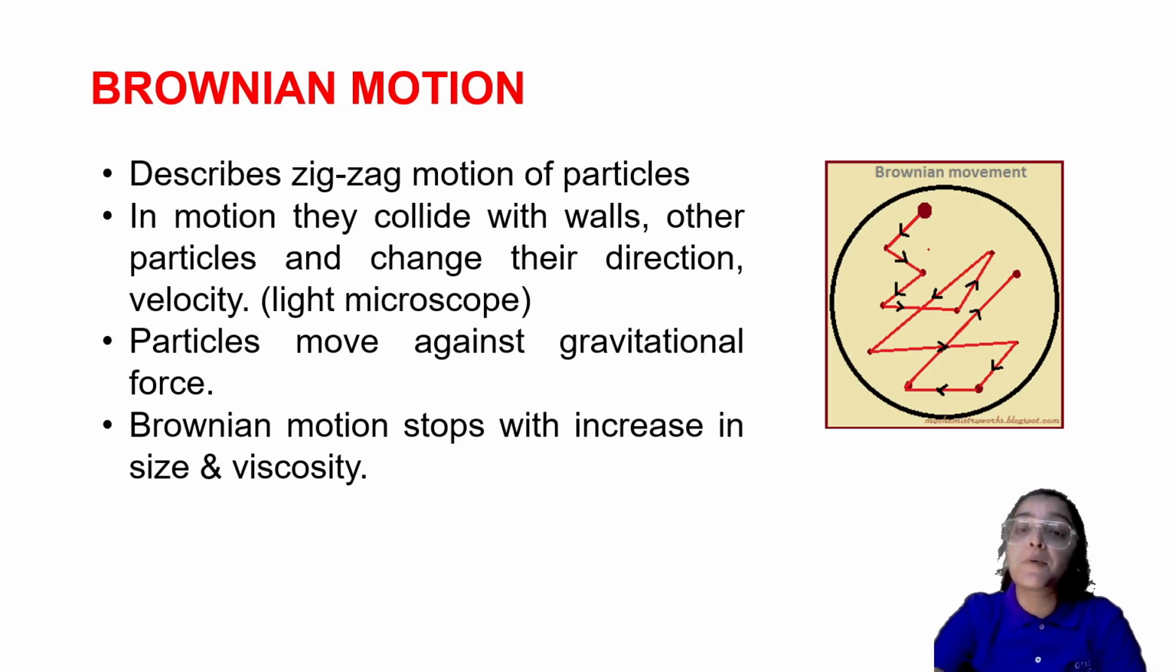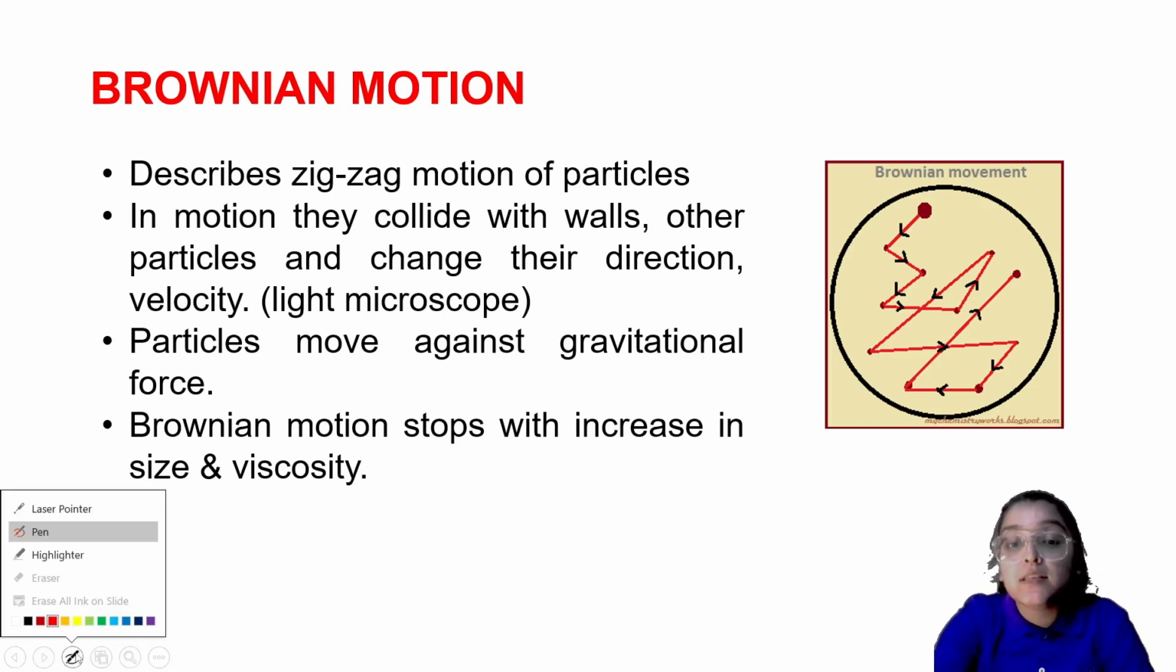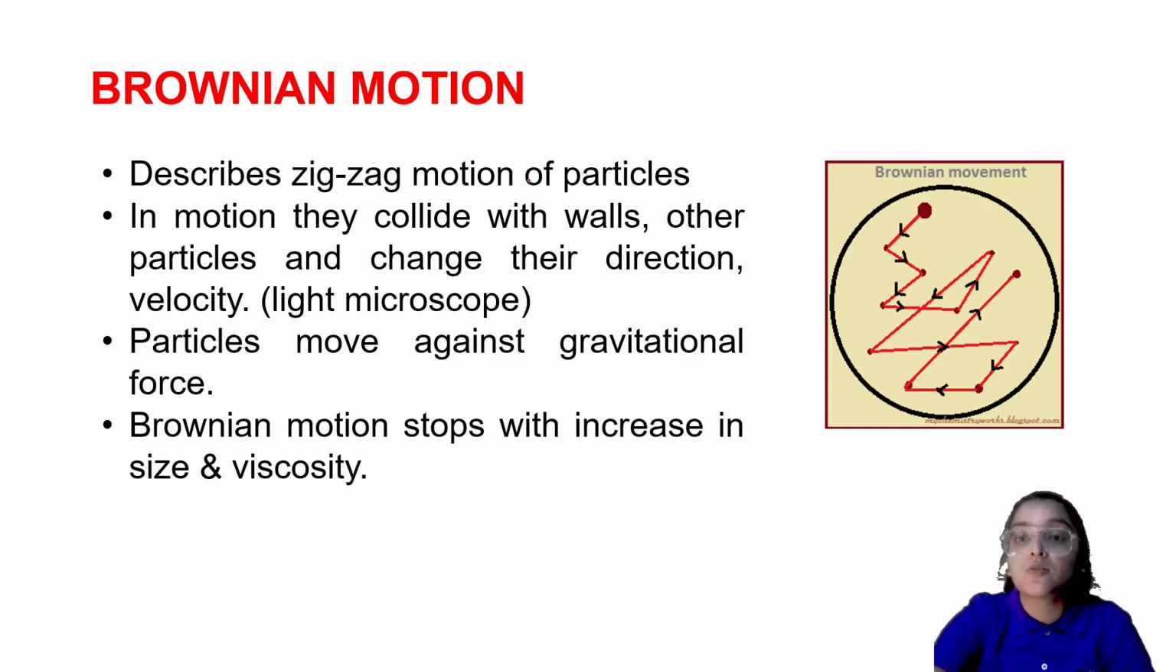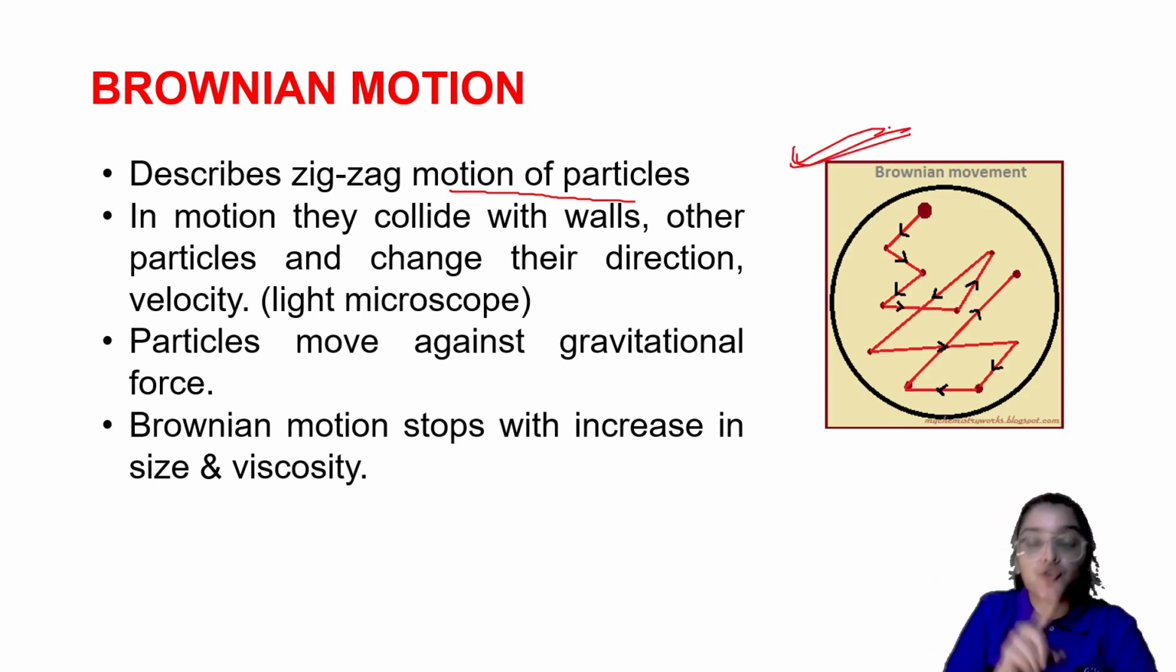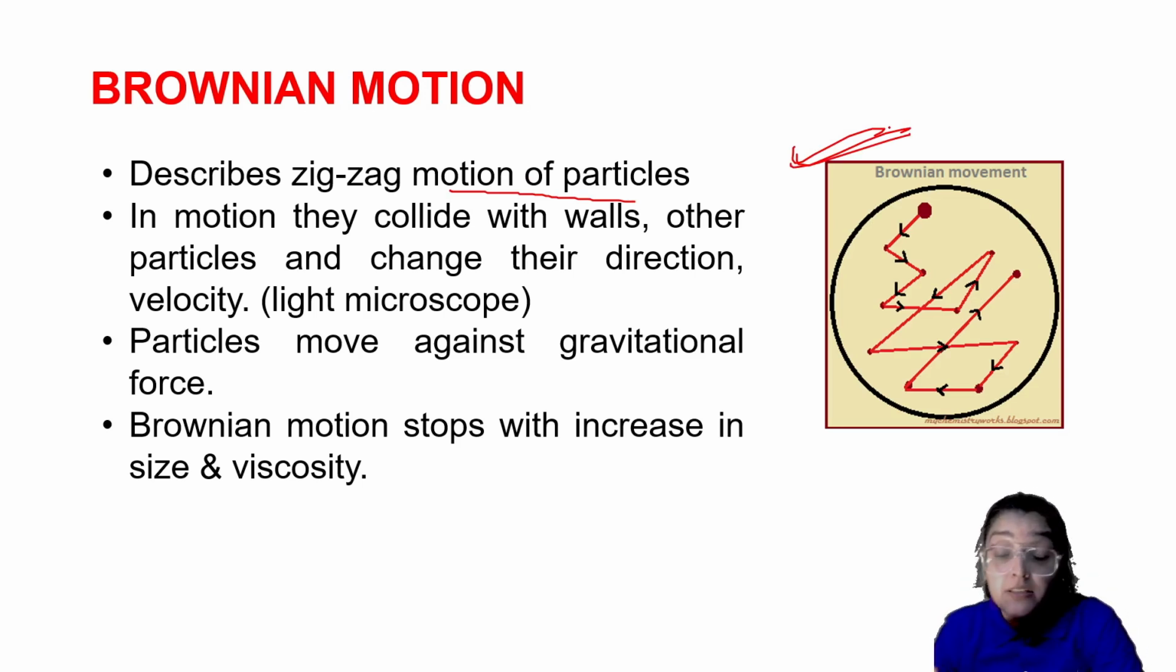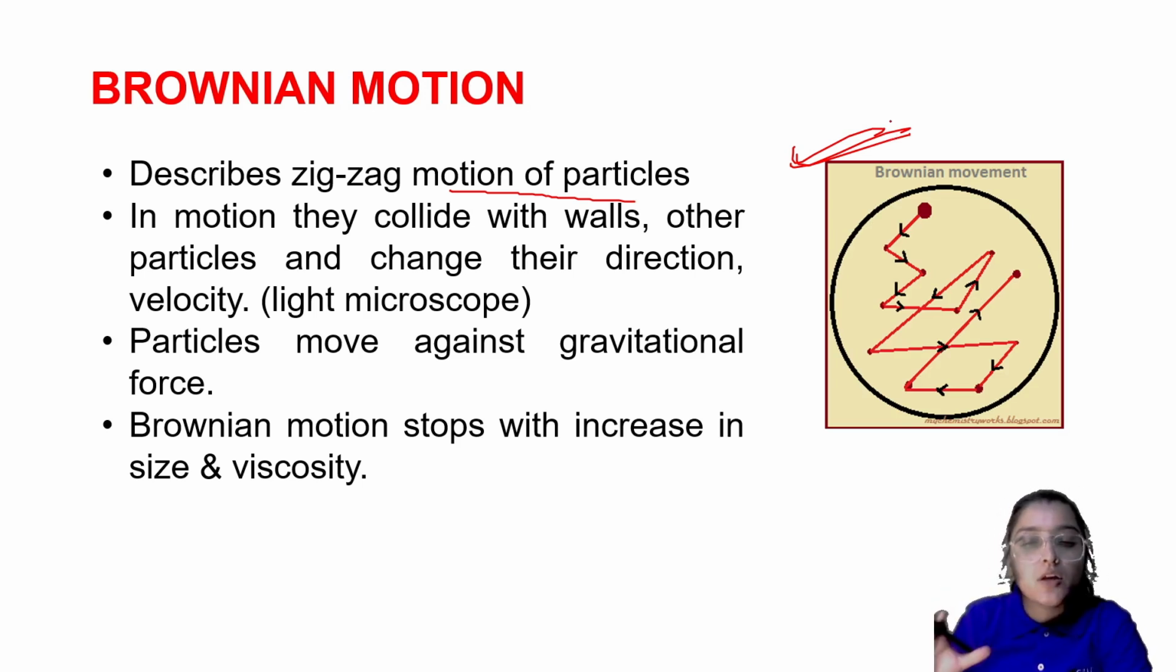So first is the Brownian motion. As known, the Brownian motion is nothing but the zigzag motion of the particles. You can see here the zigzag motion of the particles. Colloidal particles are subjected to random collisions with the particles of the dispersion medium. Hence the colloidal particles pursue an irregular or complicated zigzag path, as you can see in the image. So Brownian motion describes the zigzag motion of the particles.